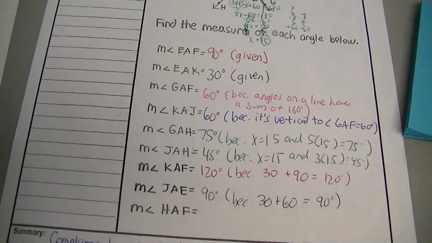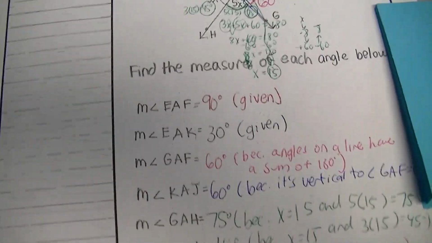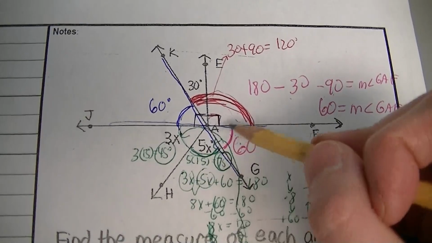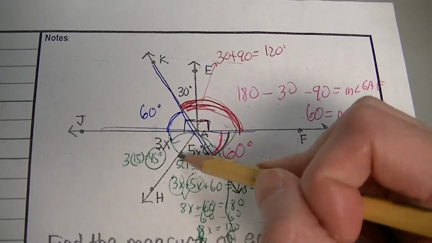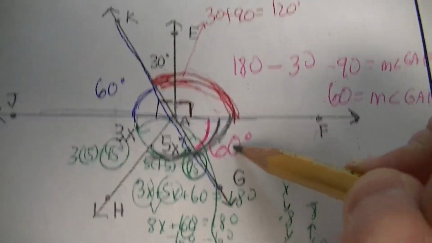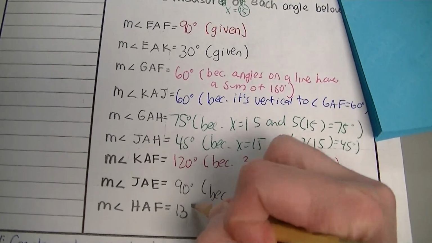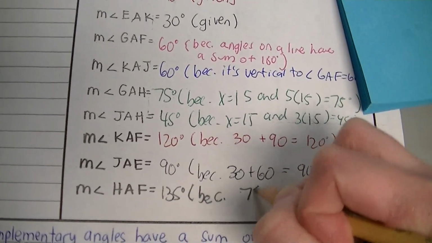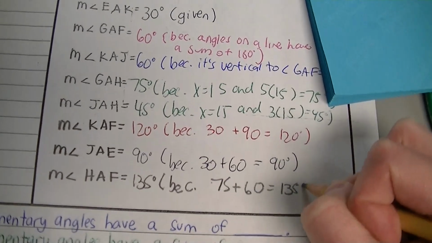Okay, now the last one, HAF. Let's locate that on the picture. HAF. Oh, so it's this one like that. Okay, so all that we have to do is add the 60 plus the 75, and 60 plus 75 is 135. Because 75 plus 60 equals 135 degrees. Okay?